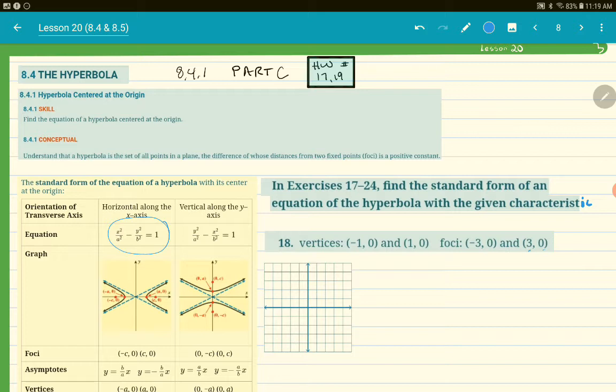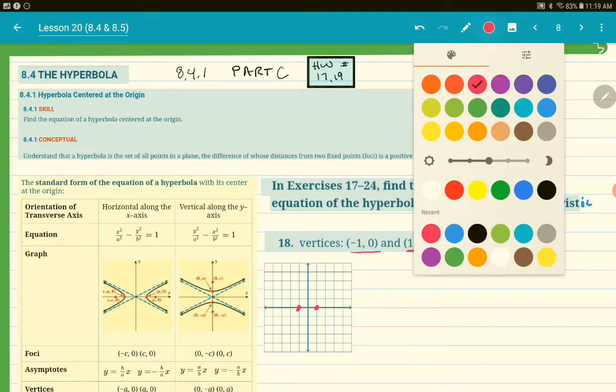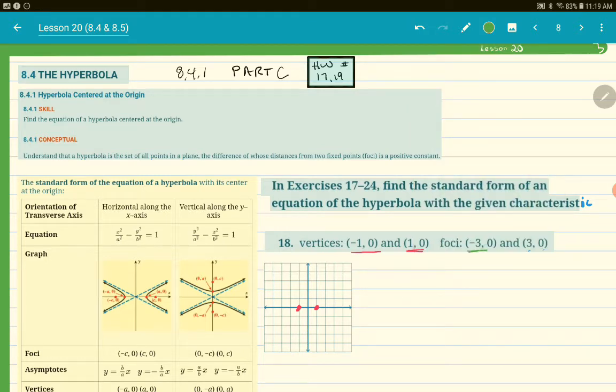Okay, so first thing I do is plot the points. I like to get a visual, so even though it doesn't say to graph it, I'd always sketch a little graph because it helps my brain organize the information. So the first thing I'm going to do is plot my vertices. So I'm given -1, 0, and +1, 0. And then my foci, -3, 0, and +3, 0.